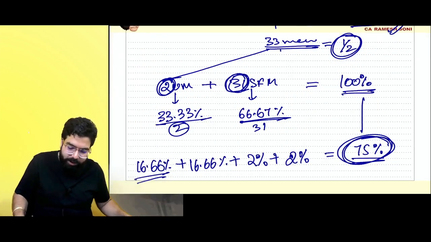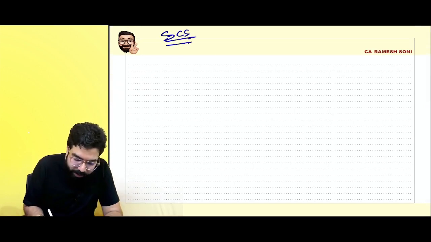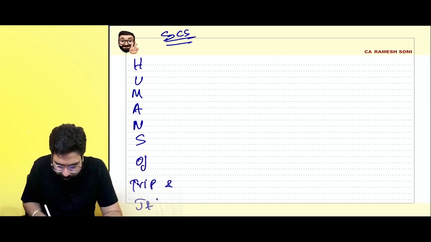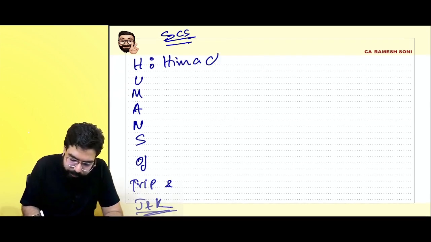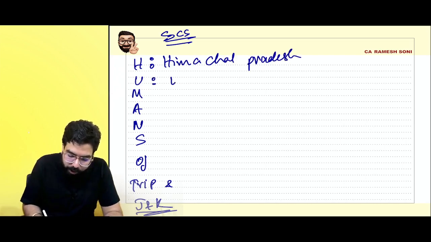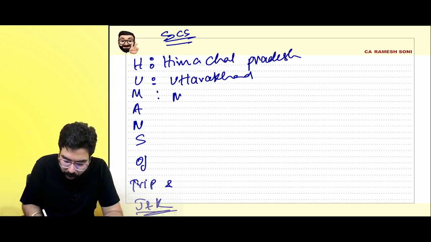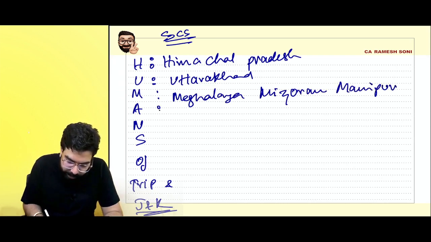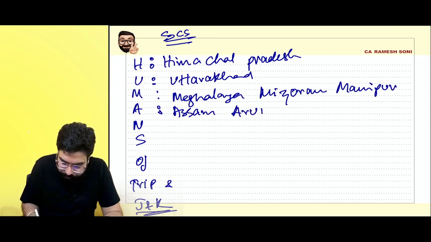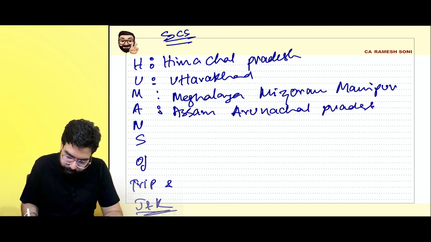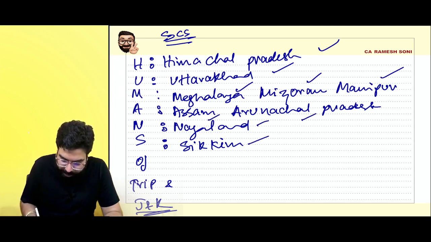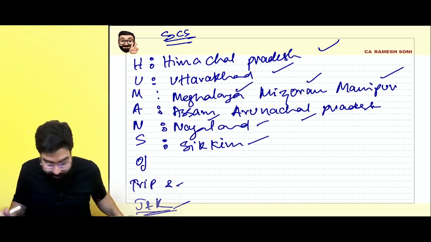One thing, special category states. Whenever I talk about special category states, always remember they are also the states of Tripura and Jammu and Kashmir. Always remember H for Himachal Pradesh, U for Uttarakhand, M for Meghalaya, Mizoram and Manipur, A for Assam, Arunachal Pradesh, N for Nagaland, S for Sikkim. Sir, how many? 1, 2, 3, 4, 5, 6, 7, 8, 9, 10, and 11 are the special category states. Always remember. Done, sir.